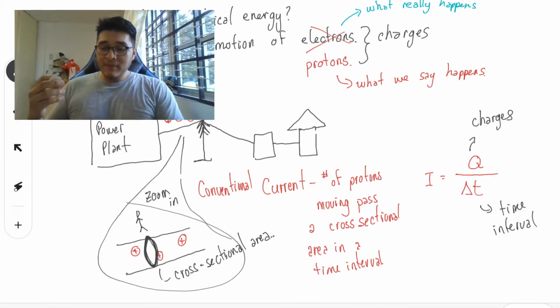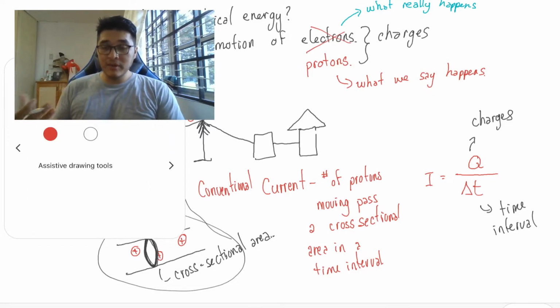All right, so now we have this idea of current is the number of charges moving in a given cross-sectional area during a time interval. And charges is just either the number of protons or the number of electrons. But we're going to say conventional current, so we're looking at the number of protons.